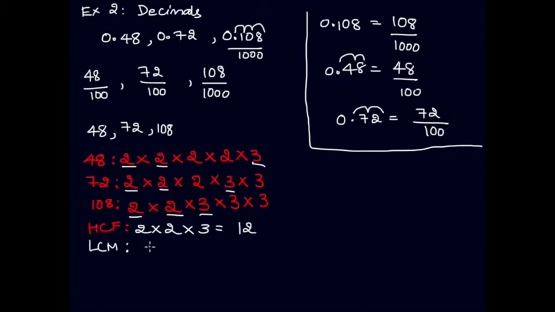And then LCM. LCM is, first let's list out all the numbers. 2 times 3, that's right. So the maximum repetitions of 2 can be found in 48. As you see, it's repeated 4 times. So let's list it as 4. And 3 is repeated 3 times in 108. So that's 3. 2 raised to 4, or 2 to the power of 4 as some people call it, is equal to 16. And 3 raised to 3 is 27, which gives 432.